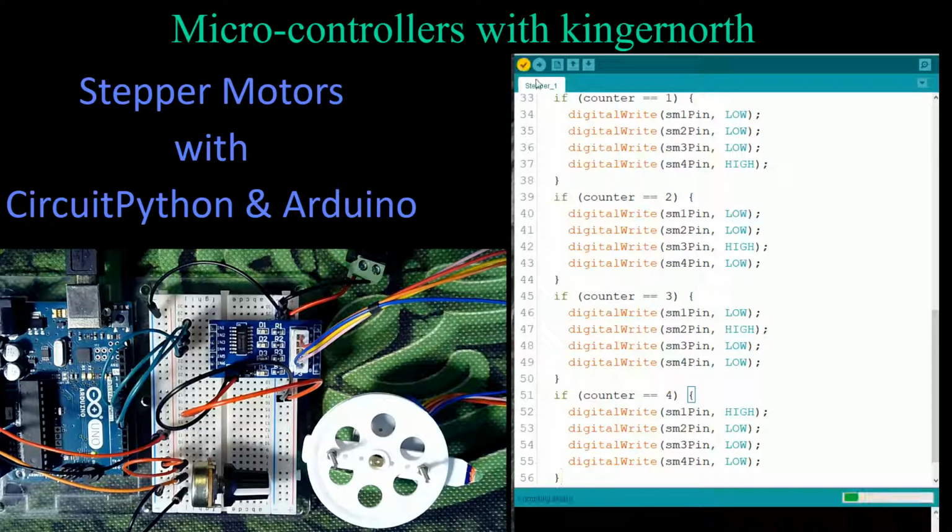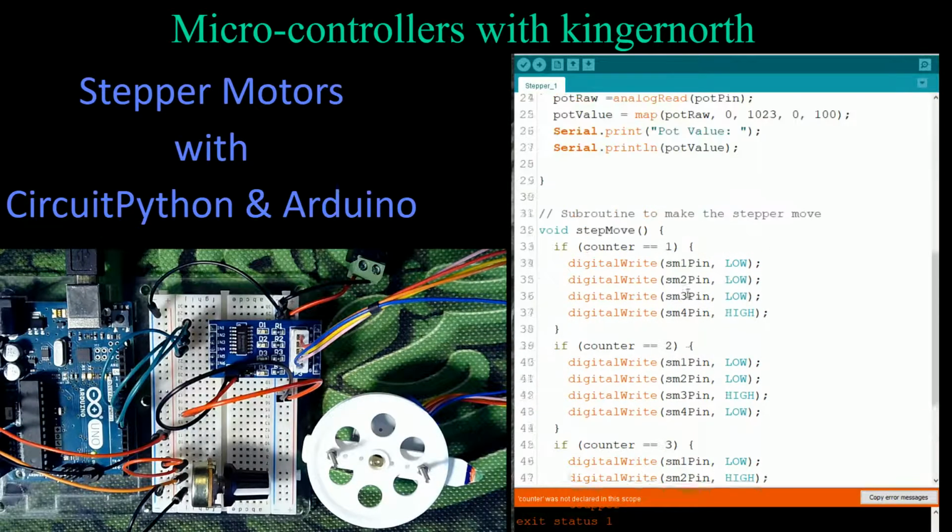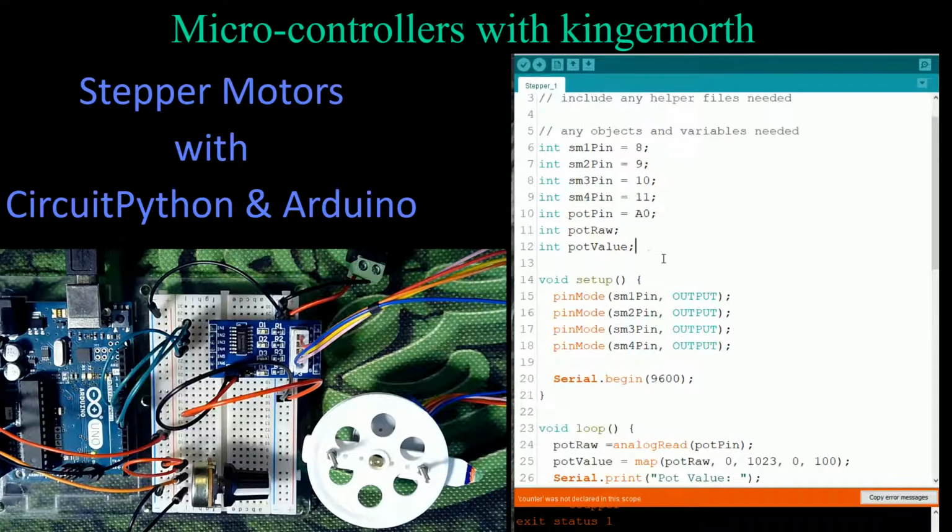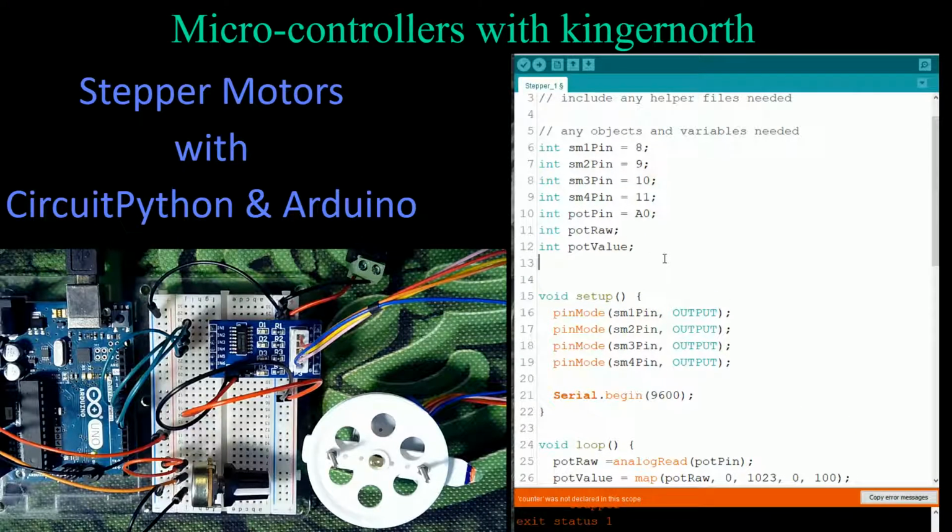So again, let me just validate this. I want to make sure I didn't make any typing errors. I did. And it says counter was not declared. Hey, there's another variable I've got to add to my variables list. We didn't include counter. So let's go back up and let's put counter in. This is a good reason why to do this.